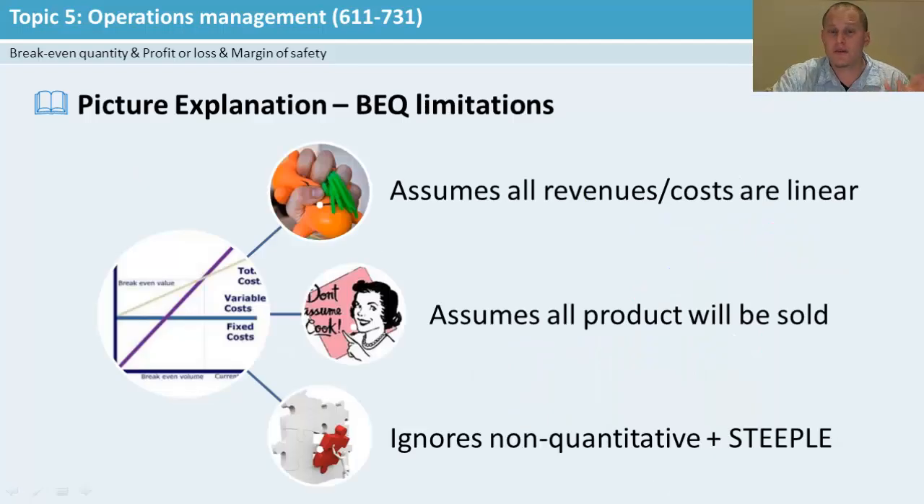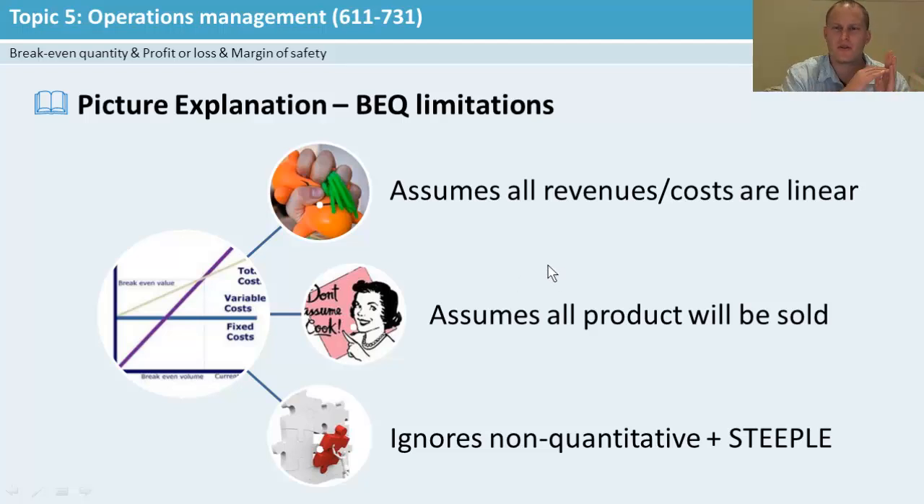Alright, what are some of the limitations with the break-even quantity and the break-even analysis? Basically, it assumes all the revenues and all the costs are going to be linear. They're going to be the same. See how they're lines and they just seem to follow a constant linear fashion? There's no hyperbole or exponential growth. It just assumes everything's going to be linear all the time.